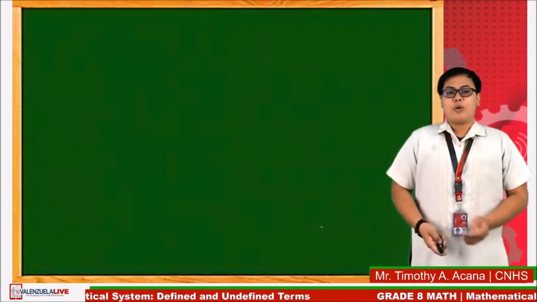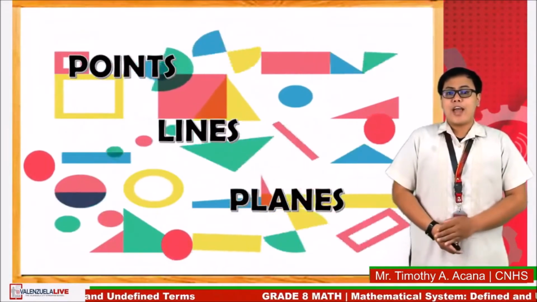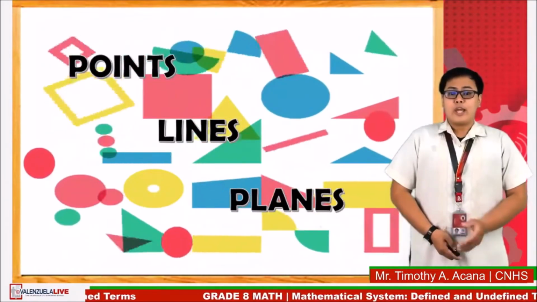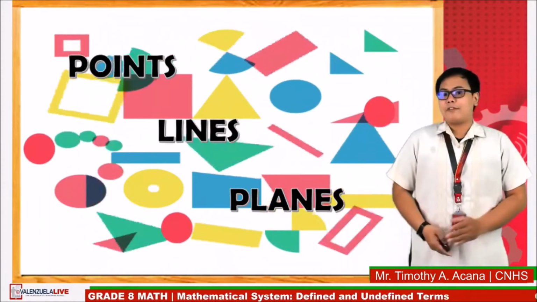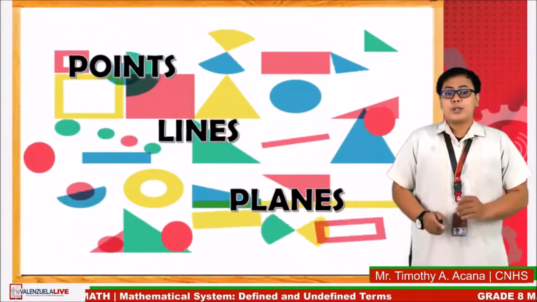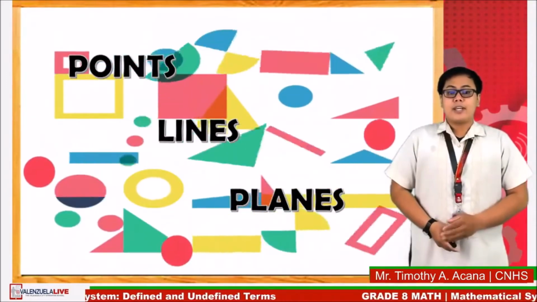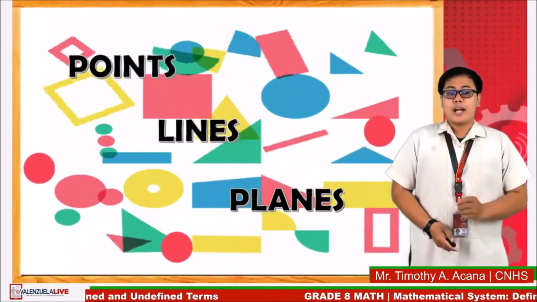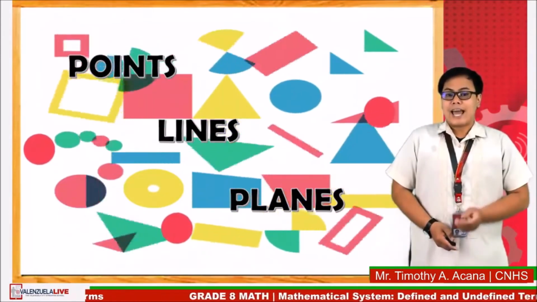Unlike in the real world, points, lines, and planes do not have any actual definition. In all branches of mathematics, some fundamental pieces cannot be defined because they are used to define other more complex pieces. In geometry, three undefined terms are the underpinnings of Euclidean geometry: the point, the line, and the plane.